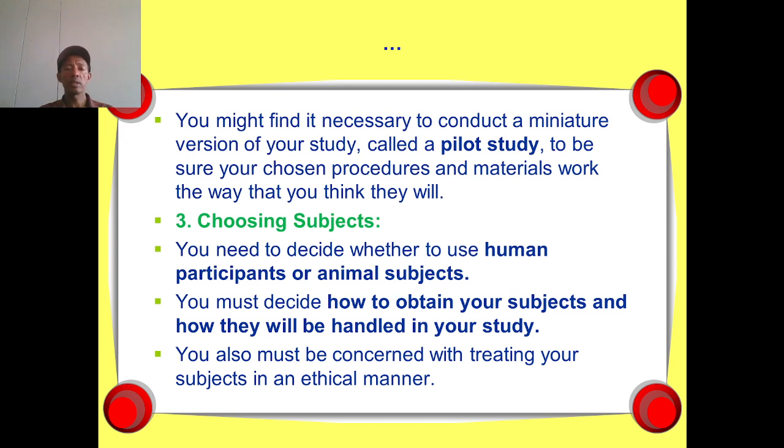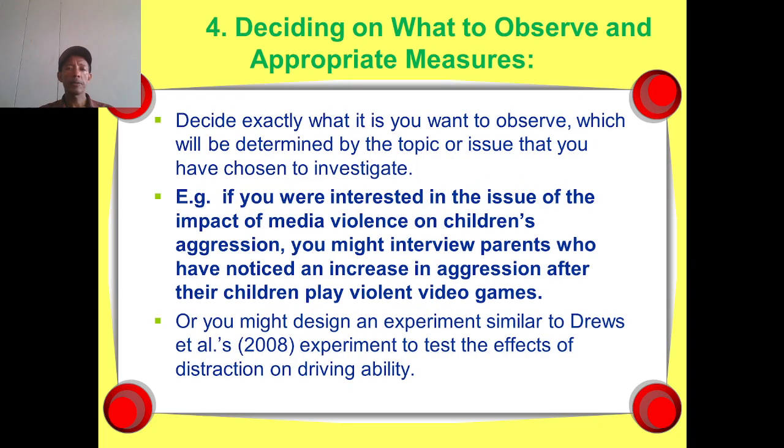There are different ethical treatment strategies or techniques, but we'll not go through all that. So the fourth one is deciding on what to observe and appropriate measure. These are questions related to measures, tools, instruments, questionnaires, interviews that we use to collect the data. So decide exactly what it is you want to observe, which will be determined by the topic or issues that you have chosen to investigate.